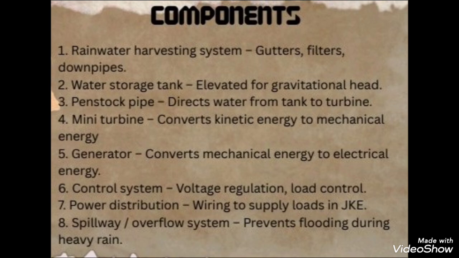Next will be the mini turbine, which converts kinetic energy to mechanical energy. Other than that, the generator, which converts mechanical energy to electrical energy. The following will be the controlling system, which controls voltage regulation and load control. Other than that, we will also use power distribution, wiring to supply loads in JKE. The last will be the spillway or overflow system, which will prevent flooding during heavy rains.